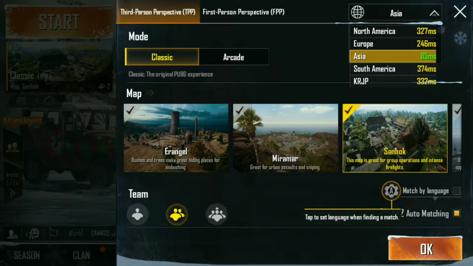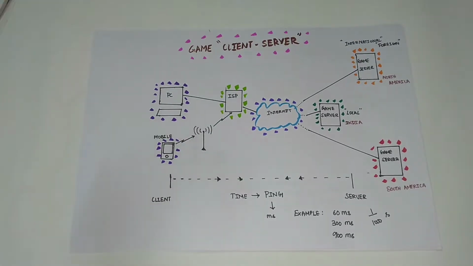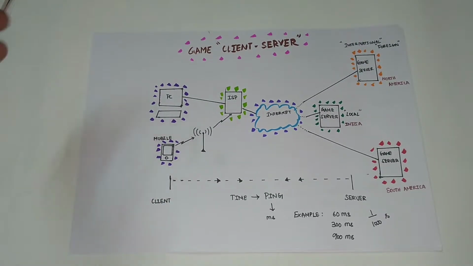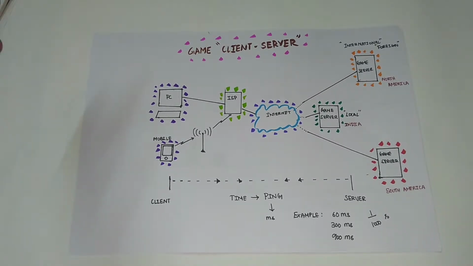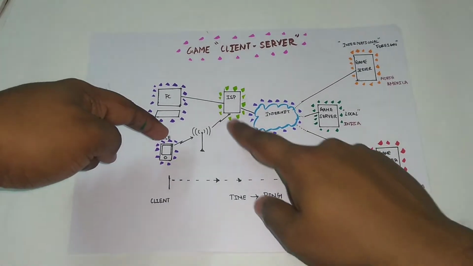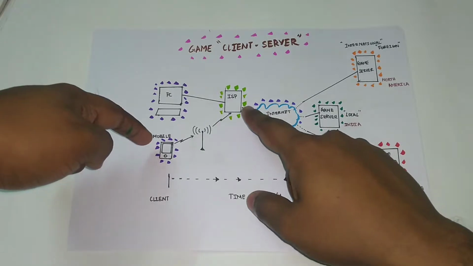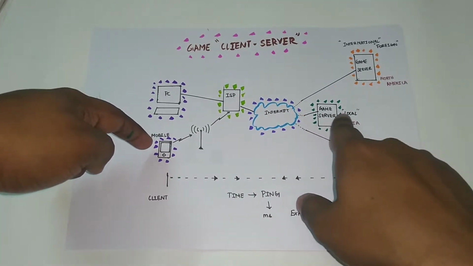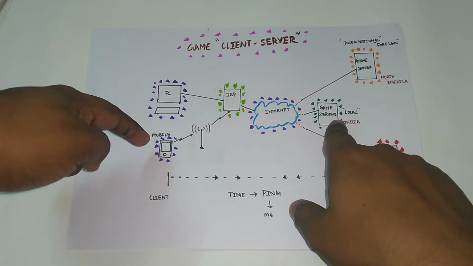As I already told you, all this data is stored in your mobile phone. This client must contact the server, which is available in Asia, Europe, or North America, in order to play the game. This is a simple diagram explaining the network connection behind your game: your client, your mobile phone, and the game server. Your mobile phone connects to the internet via an internet service provider, the network provider, and it is interconnected to the game server.